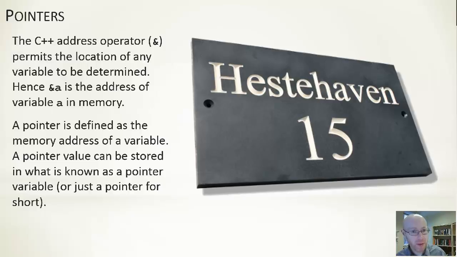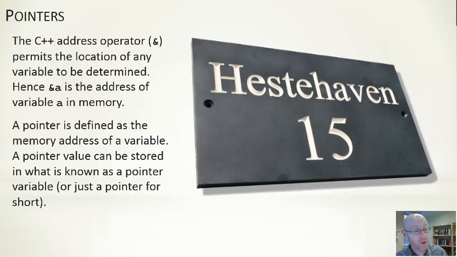A pointer then, well, you can see an example. Over here, &a is the address of variable a in memory. Now, a pointer is defined as the memory address of a variable. So when we think about &a as an entity, it actually refers to an address in memory. Notionally, our variable a points to a location in memory. So that's the strict interpretation of what we mean by a pointer: it points to a particular address.